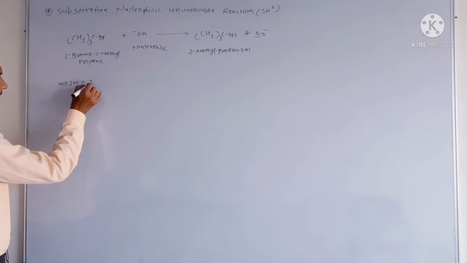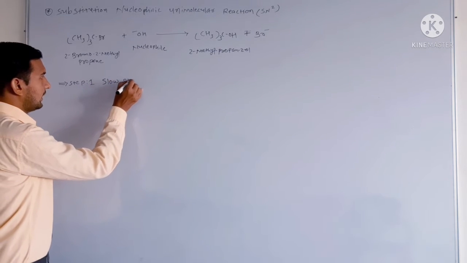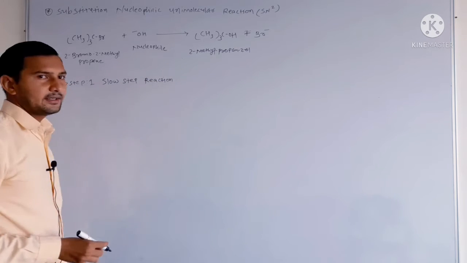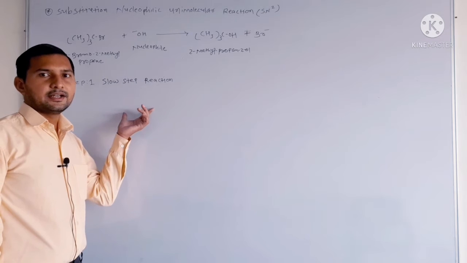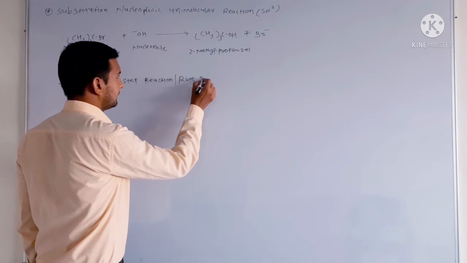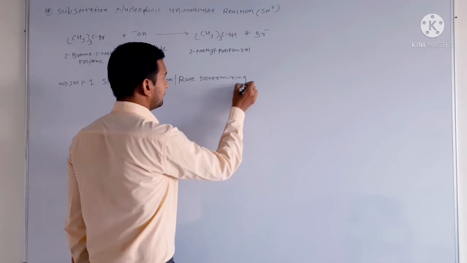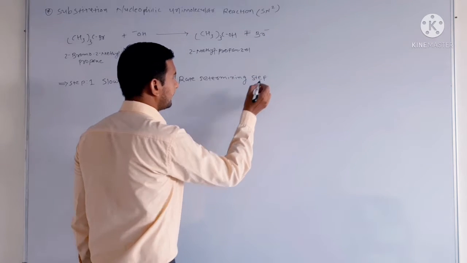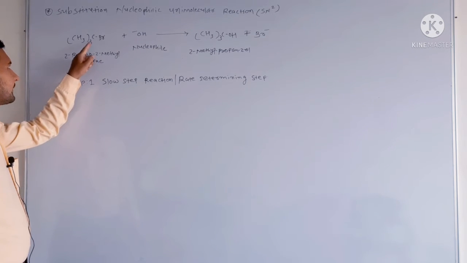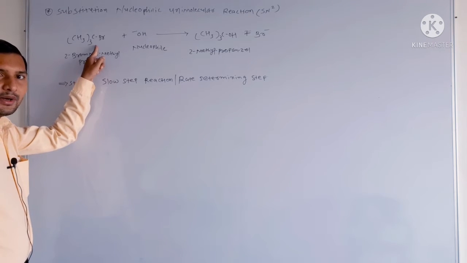This step 1 is a slow step reaction. Slow step reaction means it decides the rate of the reaction, that is, it is the rate determining step. In the first step, 2-bromo-2-methyl propane forms a carbocation and releases bromide ion.